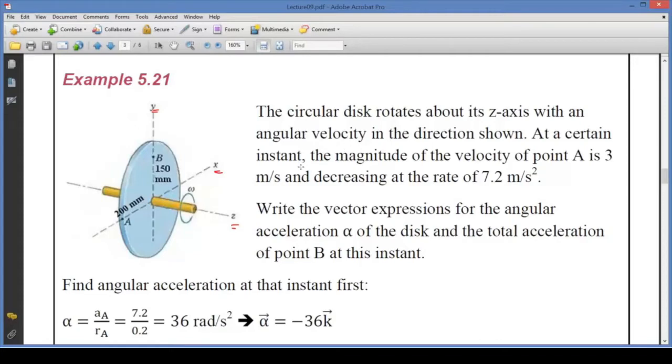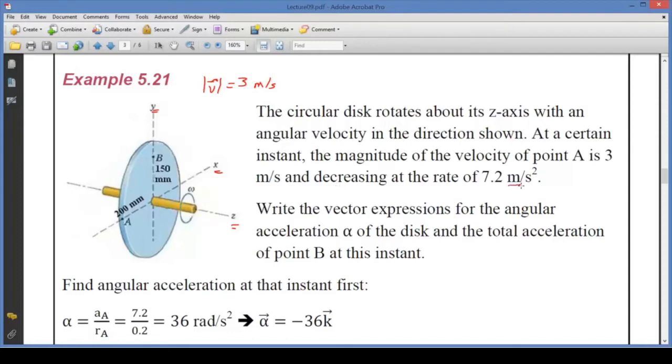And at a certain instant, the magnitude of the velocity of A, so what we are talking about, the velocity vector's magnitude, is measured to be 3 meters per second. Then, at the same time, it is measured that this magnitude is decreasing at a rate of 7.2 meters per second square.